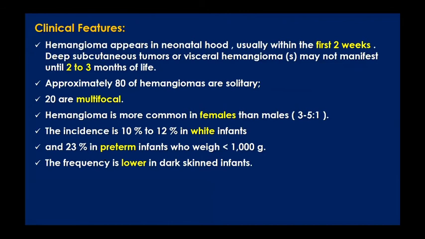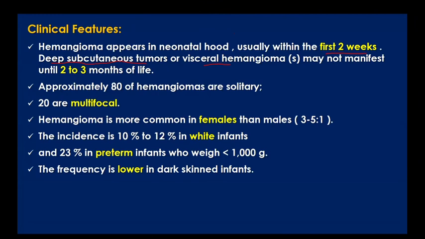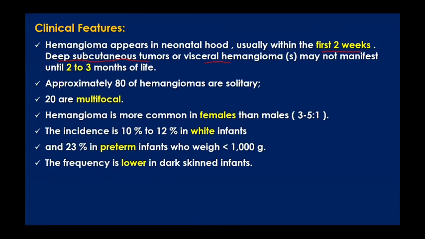Clinical features. Hemangioma is a vascular malformation, and it is usually congenital. It usually appears in the first 2 weeks of life as a deep subcutaneous tumor in the skin and subcutaneous tissue, sometimes visceral hemangioma. It may not be manifested until 2 to 3 months.